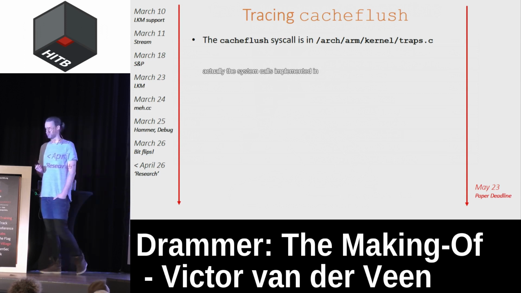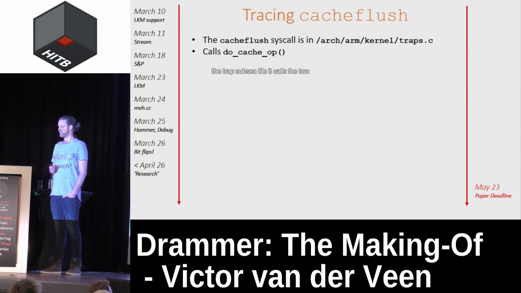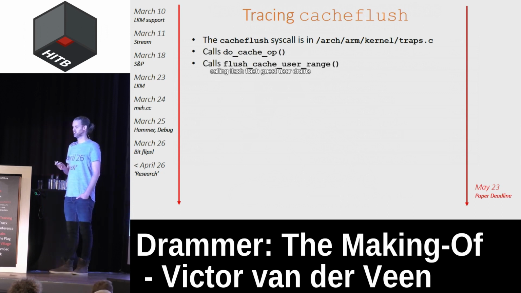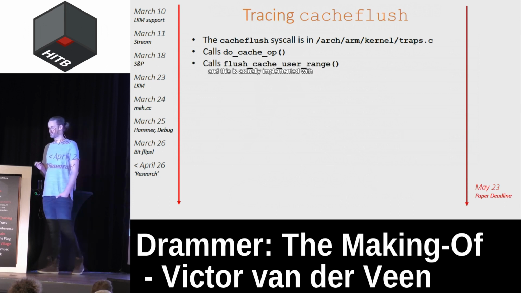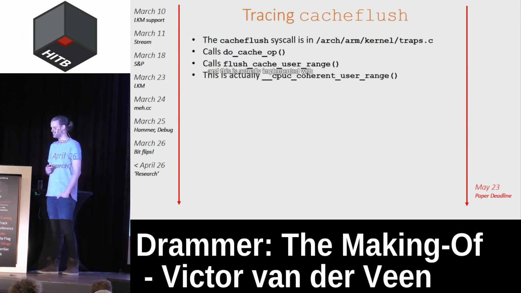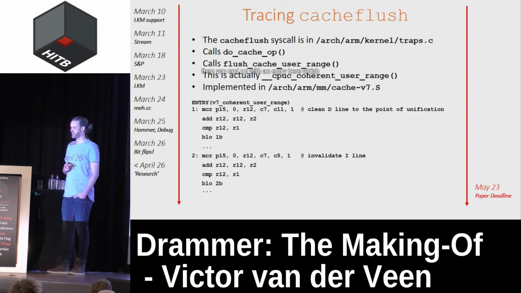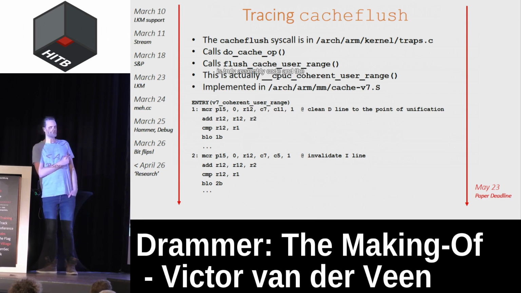So actually, the system call is implemented in the traps.c file. It calls the do cache operation function, which is calling flush cache user range. And then this is actually implemented in this function, which is in another file. And then you end up with an entry here, which is purely assembly code. And the interesting bits here are 2 MCR instructions.